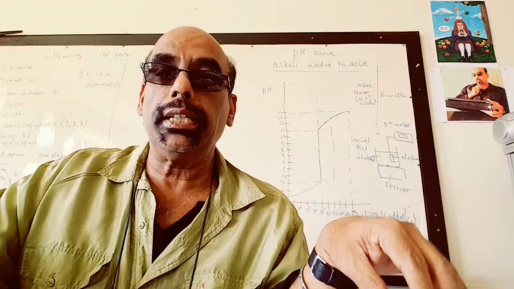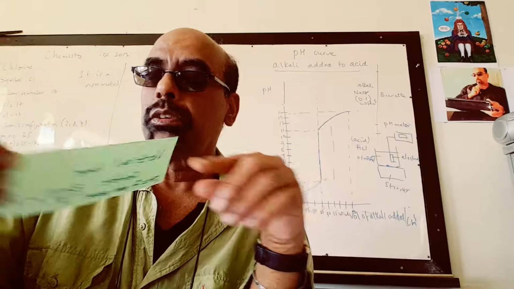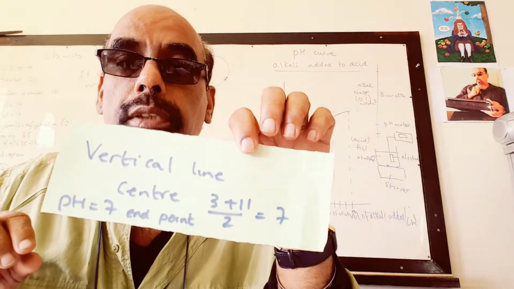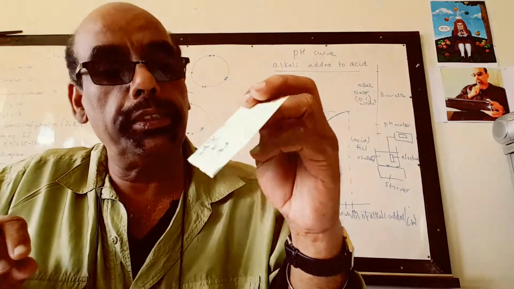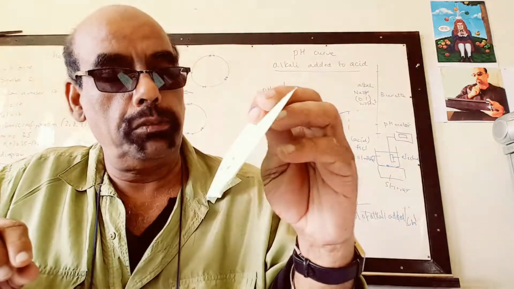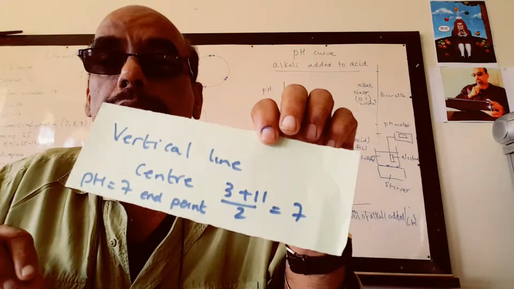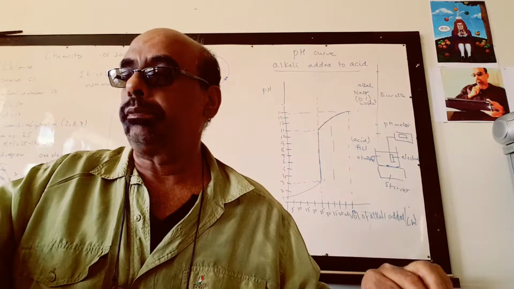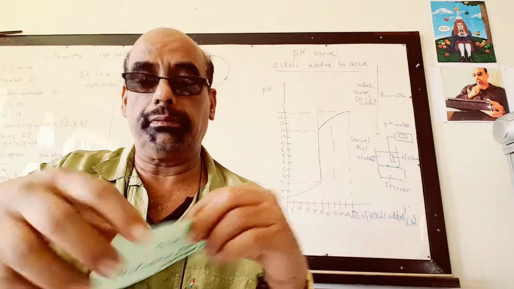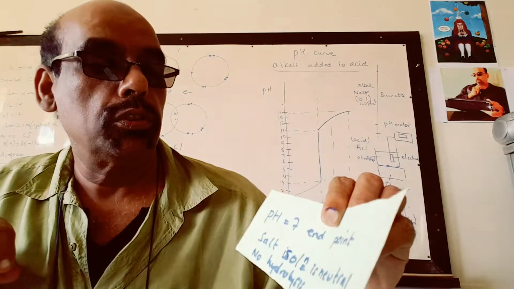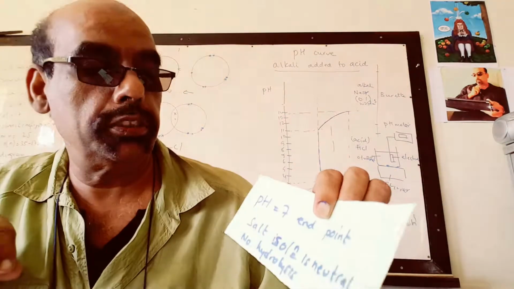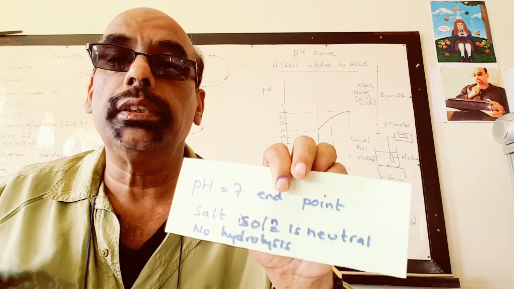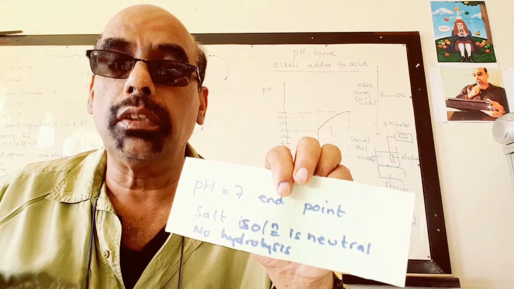The vertical line has a center. To calculate the center, we take 3 plus 11 divided by 2, we obtain 7. So pH 7, neutral at the end point. At pH 7, the end point, the salt solution is neutral. When the salt solution is neutral, there is no hydrolysis of the salt.